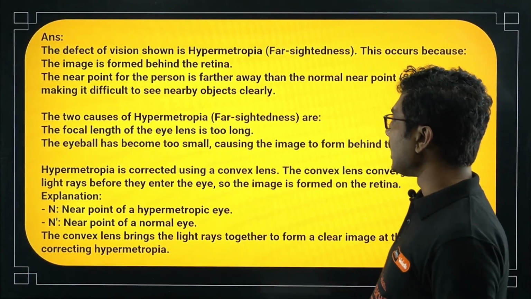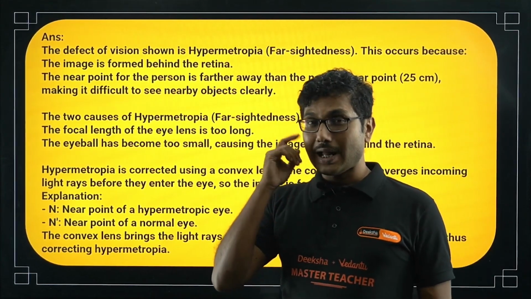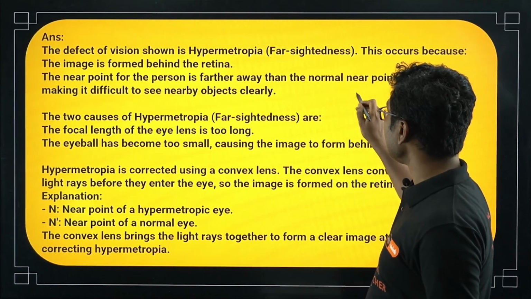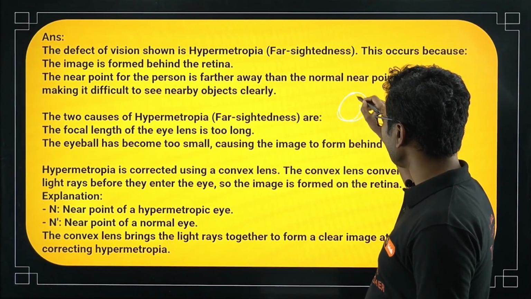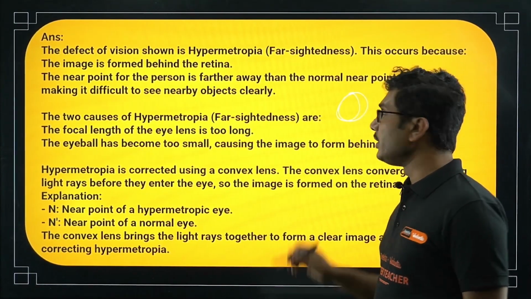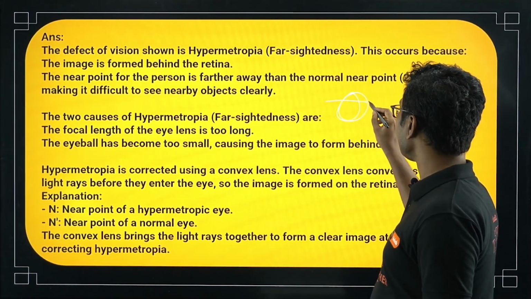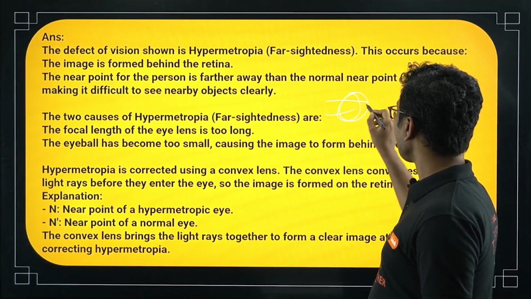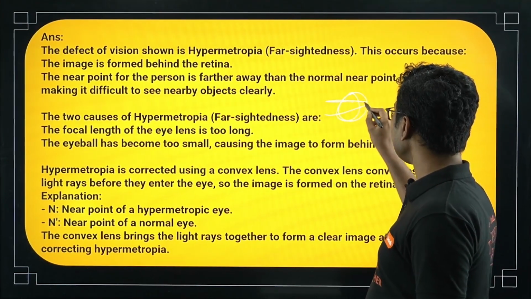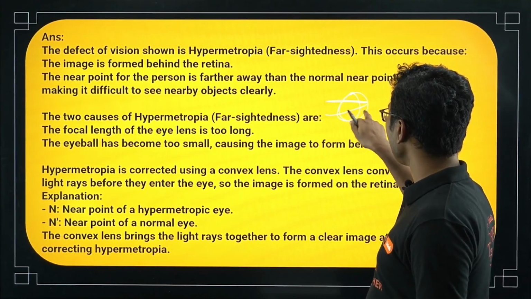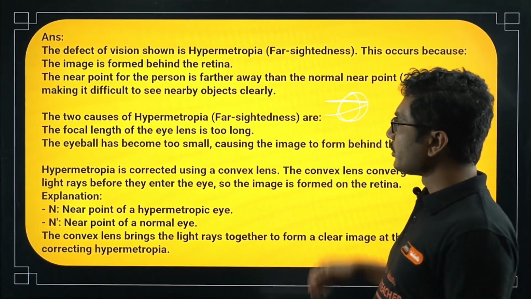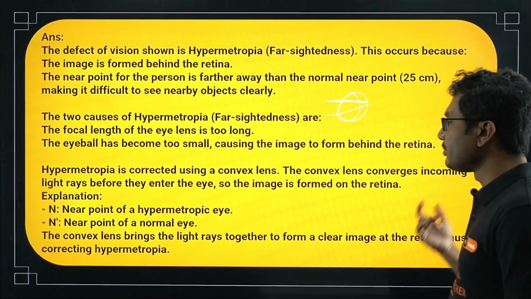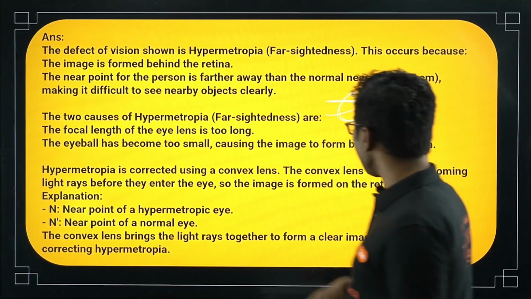The eyeball has become too small. Say a normal human has this big eyeball, but somehow because of some defect your eyeball is now reduced. Previously the rays were able to concentrate here, but now again they are concentrating here, but your eyeball is now reduced, so again it is falling behind the retina. So that is another reason: the eyeball has become too small, causing the image to form behind the retina.